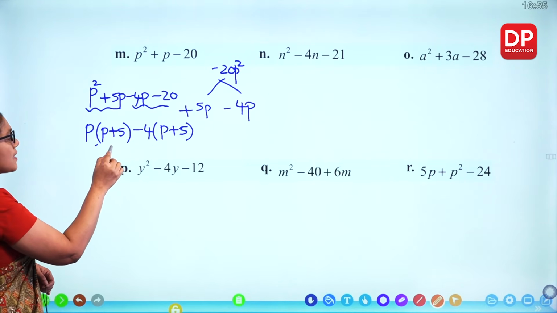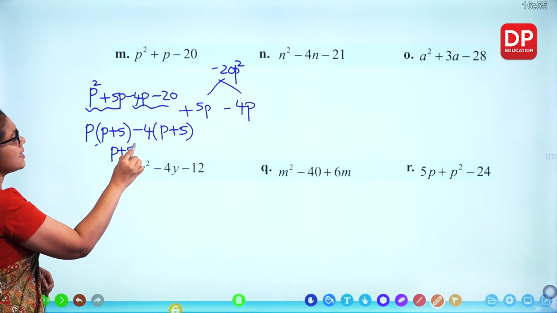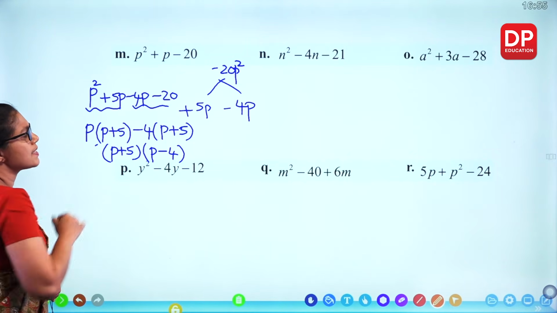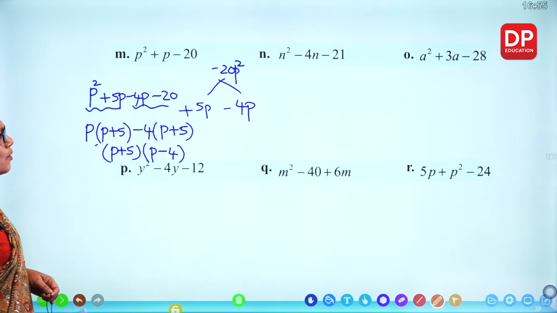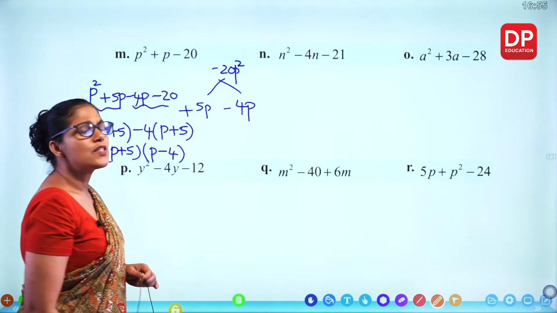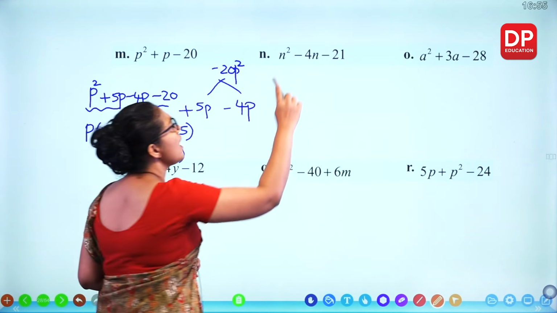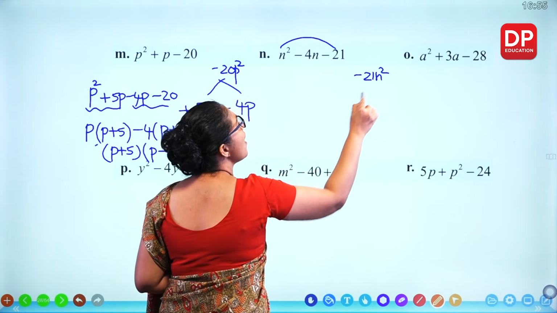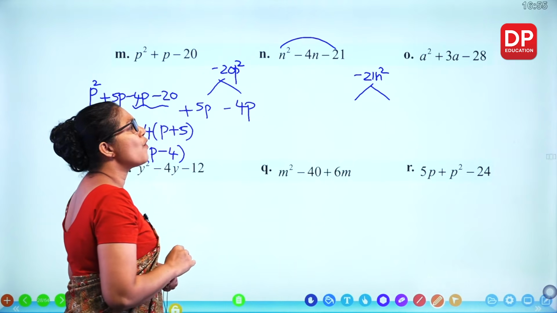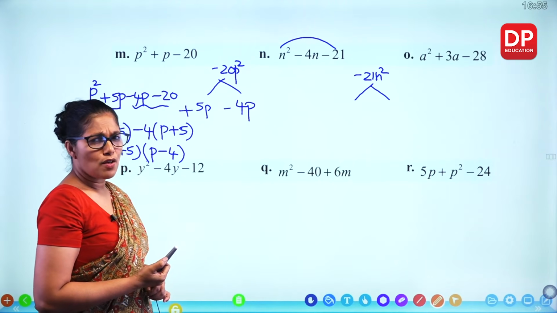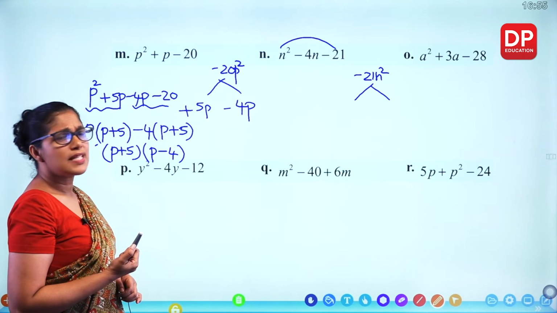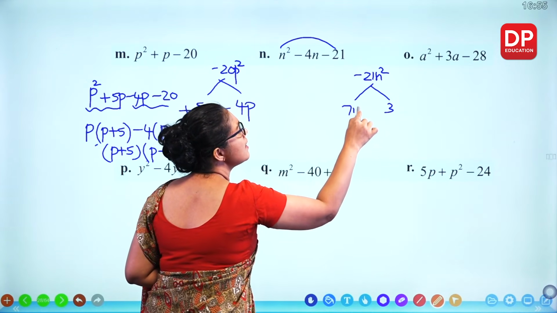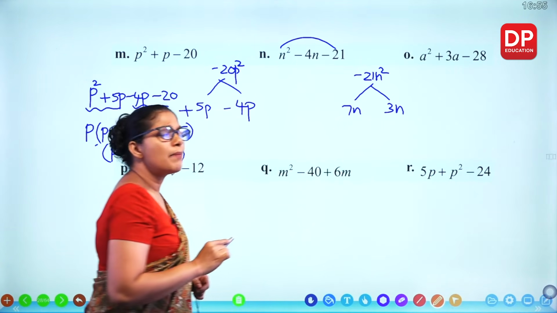Now again p plus 5 is common, take it out, and the remaining part is p minus 4. Now look at the next one, minus 21. So what are the factors of minus 21 n squared to get minus 4n? So what are the factors of 21? 7 times 3. So 7 times 3, and the middle term is minus 4.